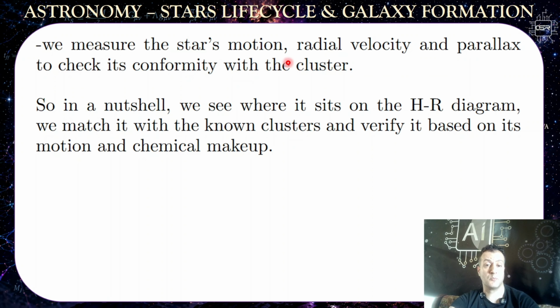We measure the star's motion, radial velocity, and parallax to check its conformity with the cluster. So, is it supposed to be there or not? Okay, so we need to match up the metallicity, like the chemical makeup, along with the star's motion, radial velocity, and parallax observed from the Earth. So in a nutshell, we see where it sits on the HR diagram, we match it with the known clusters, and verify it based on its motion and chemical makeup.